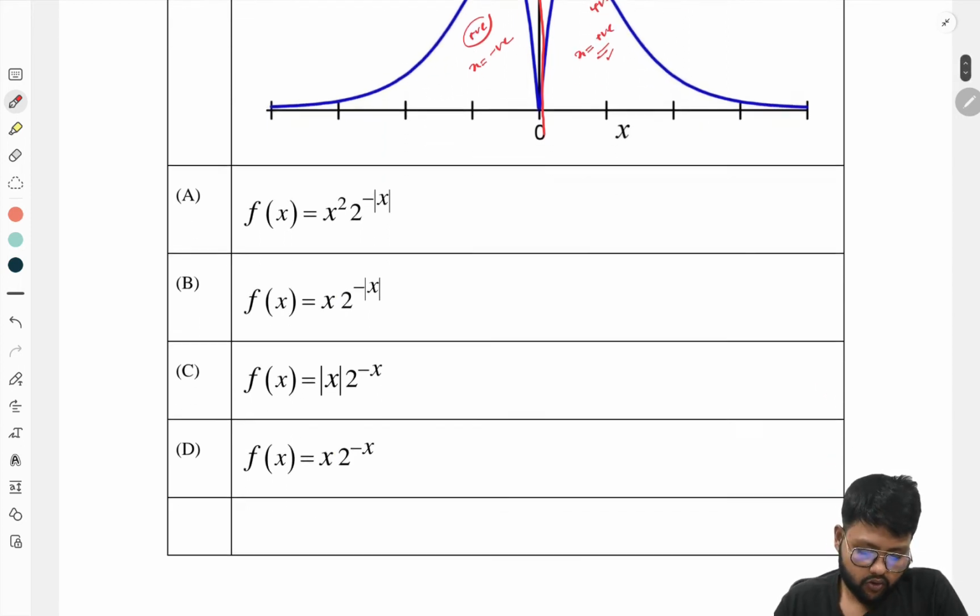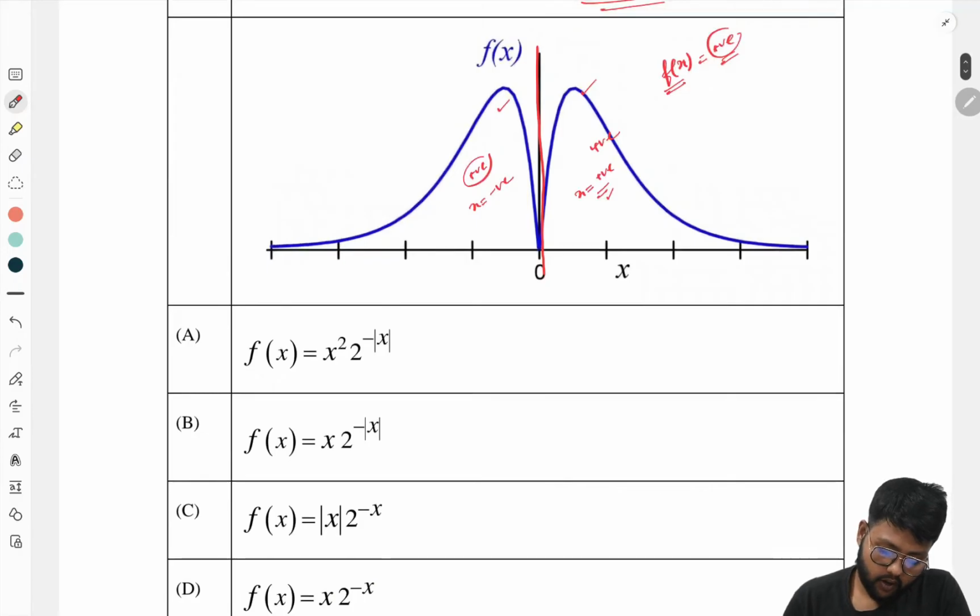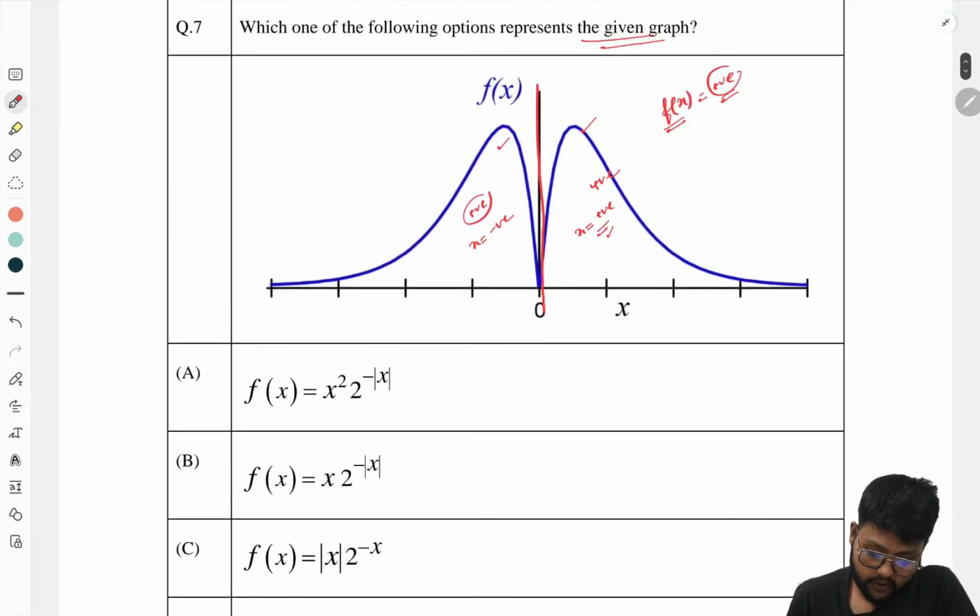Okay, so look at the first option, x square. If x is equal to 0, then f is equal to 0, it is 0.